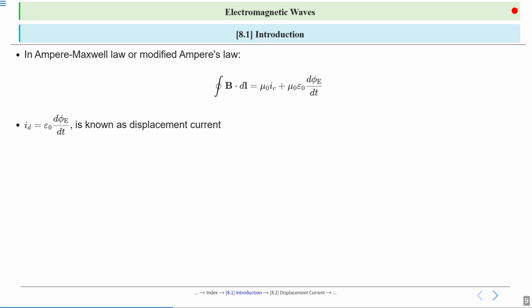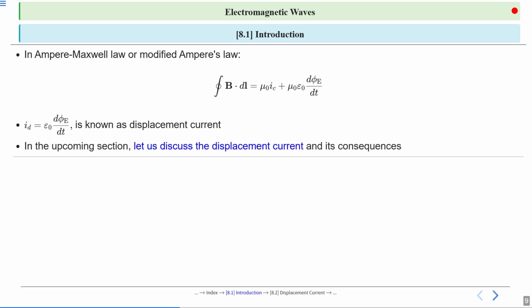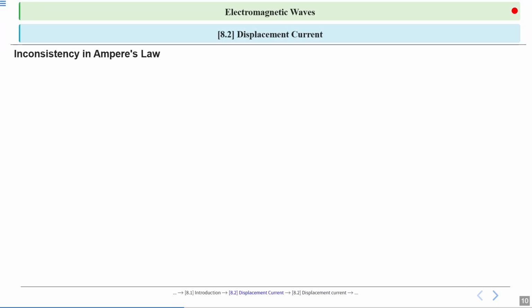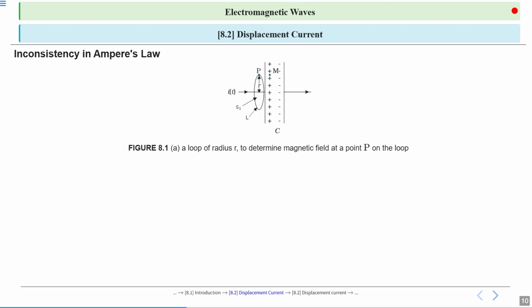So this term epsilon naught d phi_E upon dt, I_D equal to epsilon naught d phi_E upon dt, is known as displacement current. In the upcoming section, let us discuss the displacement current and its consequences. So what was the inconsistency in Ampere's law?